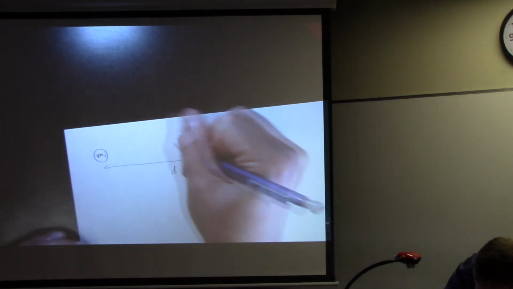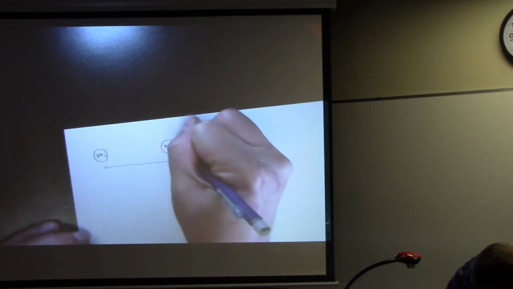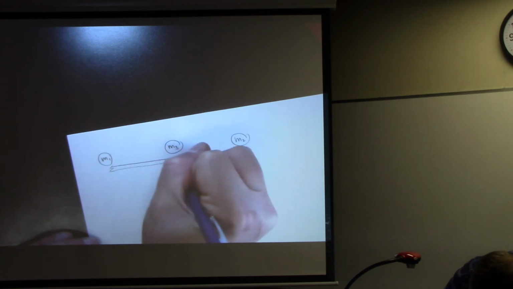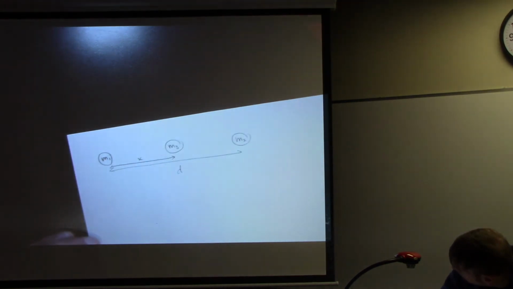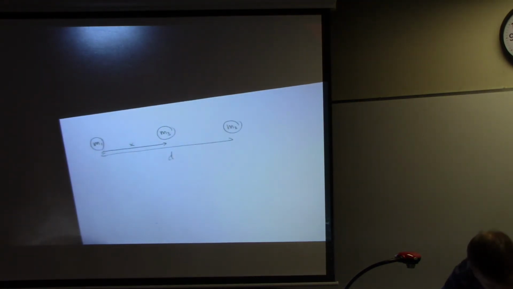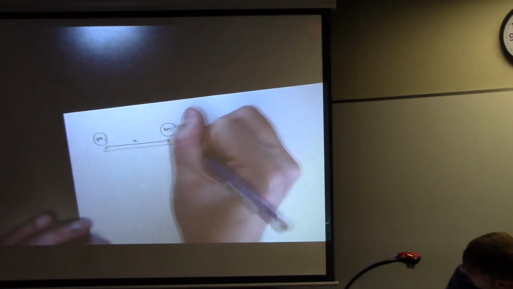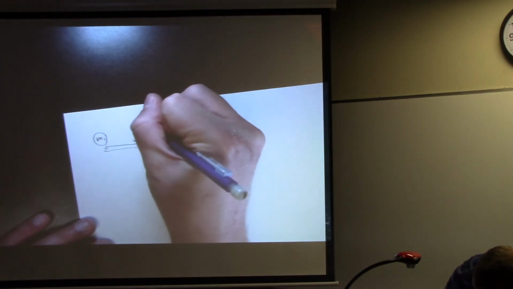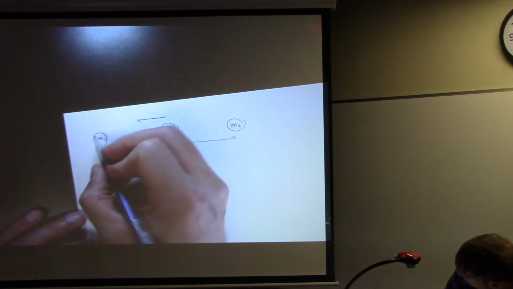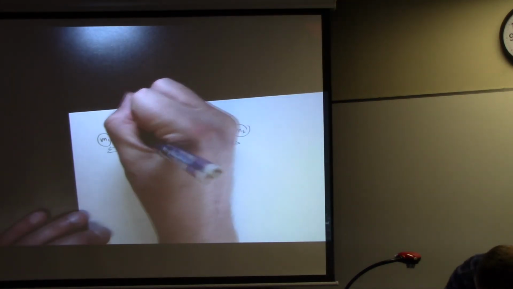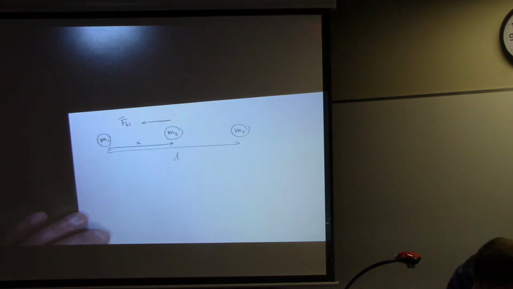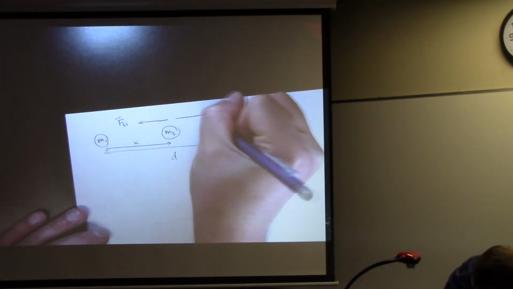And then somewhere in the middle of those, you have M3, the distance x away from M1. That's the setup right there. So let's draw the forces acting on M3. It's going to be pulled to the left, as we said, by mass number 1. So we could write this force as F31.